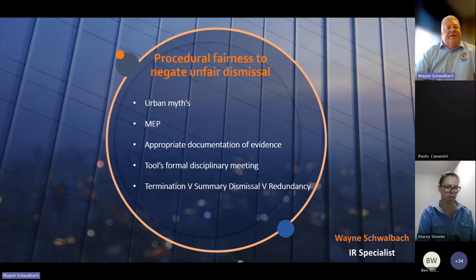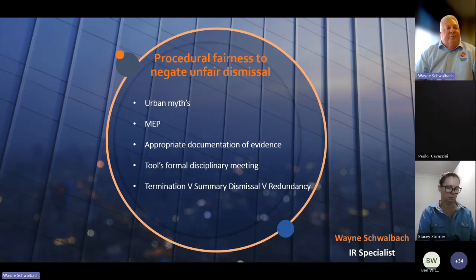So, termination versus summary dismissal versus redundancy. A termination is when, at the hands of the employer, so you, the employer, terminate an employee. The Fair Work Commission's very firm on that. If you instigated the termination, that's what's classed as a termination. If they resign, well, that's a resignation. And if you've got a troublesome employee, the best thing you can pray for is that they give you a resignation, because if somebody resigns, they can't file for an unfair dismissal unless, and there's always a catch, unless it's classed as a heat of the moment or a constructive dismissal.